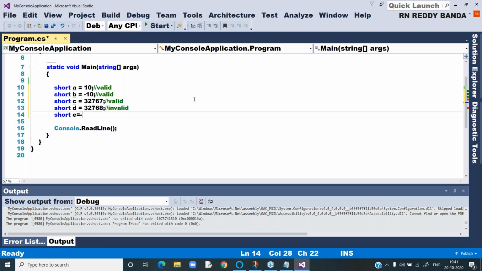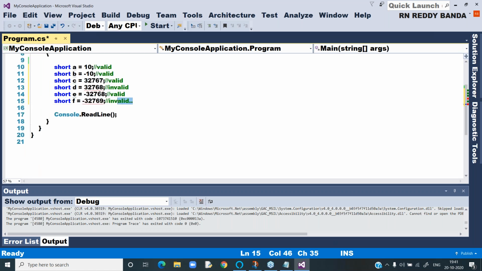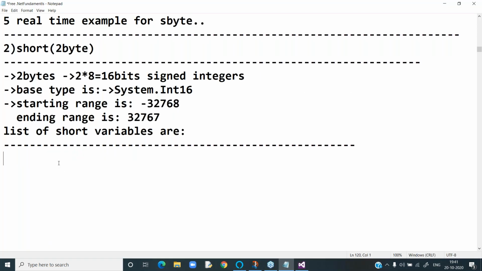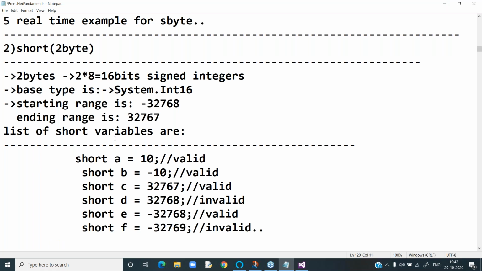Short e equal to minus 32,768, okay, valid. Short f equal to minus 32,769, invalid. So these are all the examples. Valid ones are there, invalid ones are there. Try to understand. It's a list of short variables.